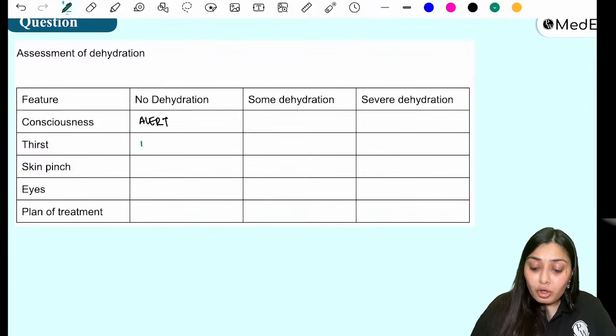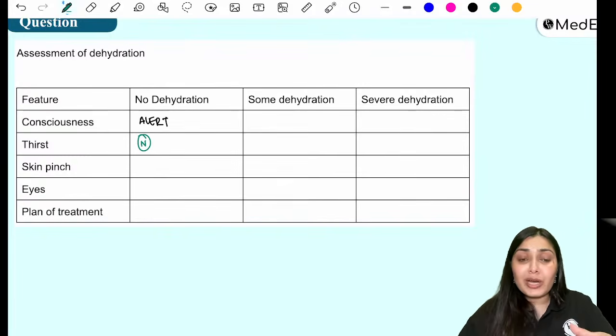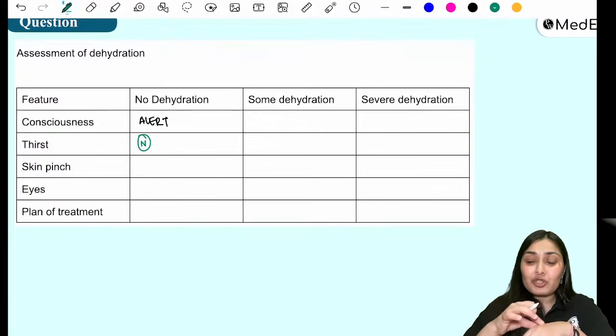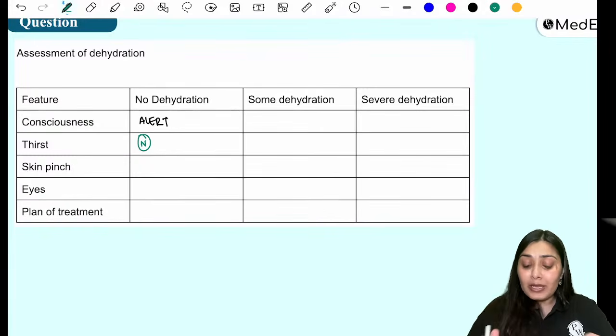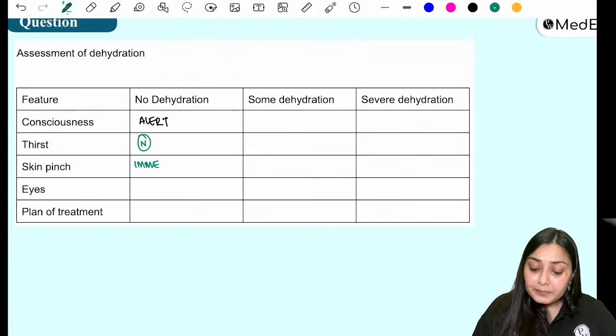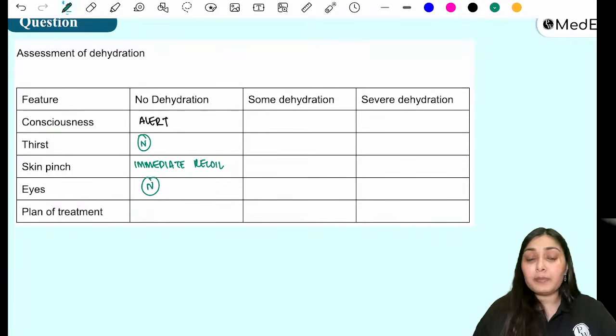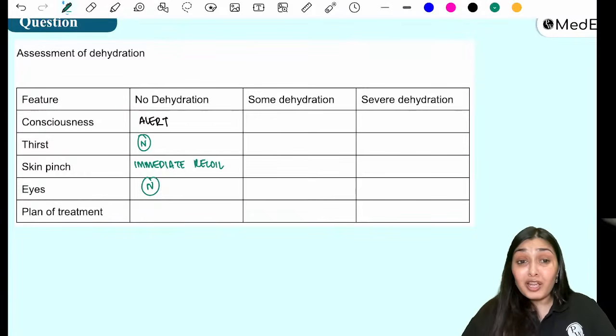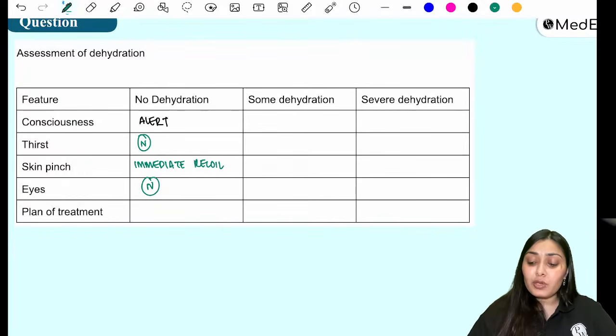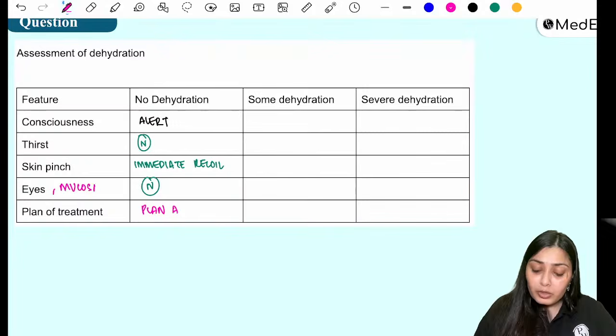if the child's thirst is normal, what do I mean by normal thirst? If I offer water to this child, he drinks very calmly, very gentleman-like, that means the thirst is normal. If you do a skin pinch, that means you elevate the skin and look for the recoil. If the skin pinch has immediate recoil, if the eyes look normal, that means the child has no dehydration, right? An alert-looking child with normal thirst, immediate skin recoil, normal eyes. This is a no dehydration child. Here you give plan A. Also, here the oral mucosa will be moist.